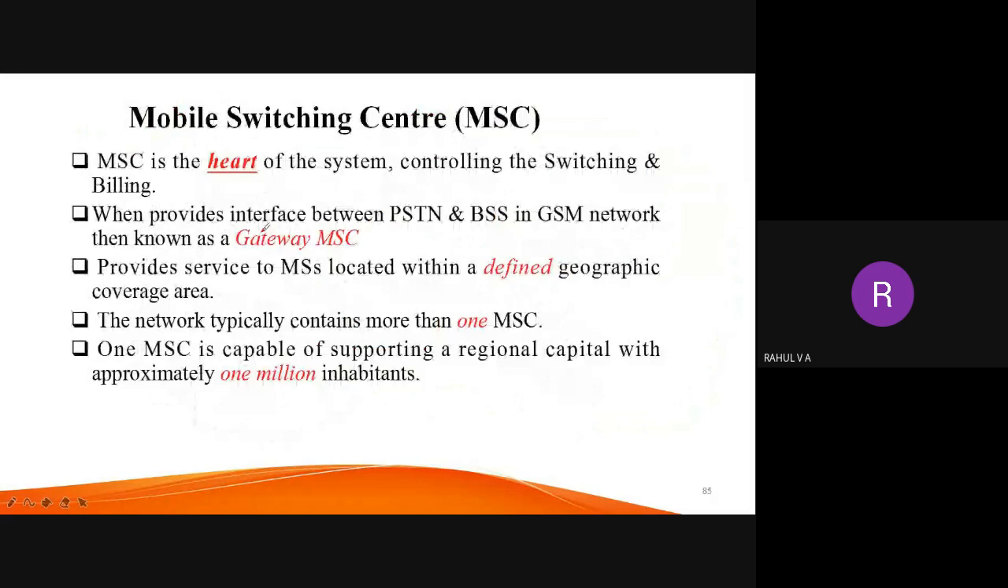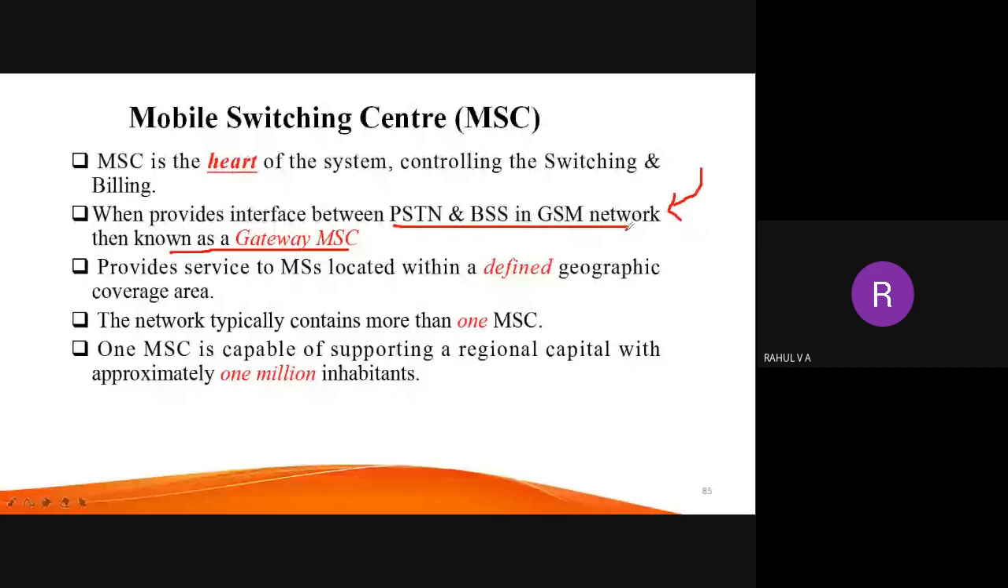We'll see what the function of the Mobile Switching Center, MSC, is. MSC is the heart of the system, controlling the switching and billing. It establishes the connection between the network and the mobile station. Also, it provides an interface between PSTN and BSS in a GSM network. They're known as Gateway MSC. So the MSC also has another function, that is it interfaces the public network and BSS.